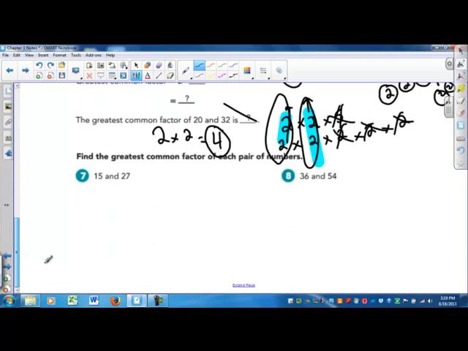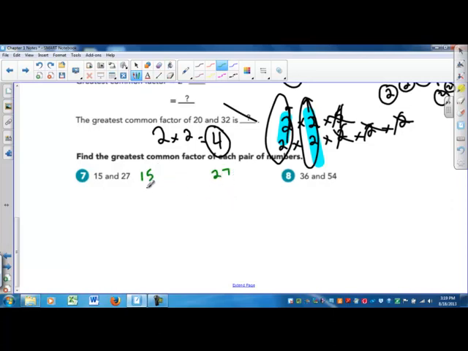Okay? Let's do these last two. Actually, I want you to pause and do number 7 and 8, and then I'll do them. Use the GCF method. Okay, here we go. 15 and 27. I'm going to use the prime factorization method, is what I meant there. Sorry about that.